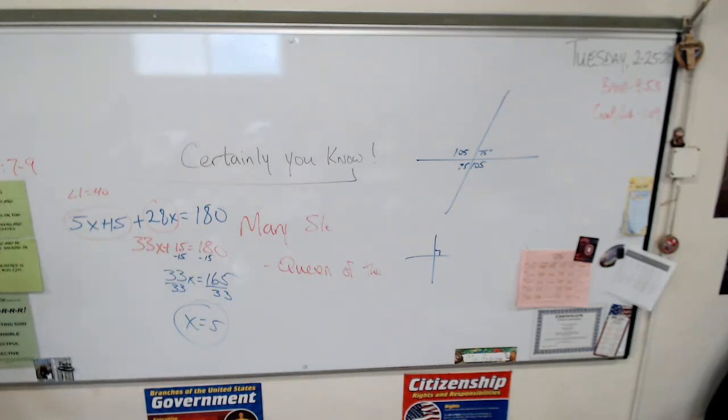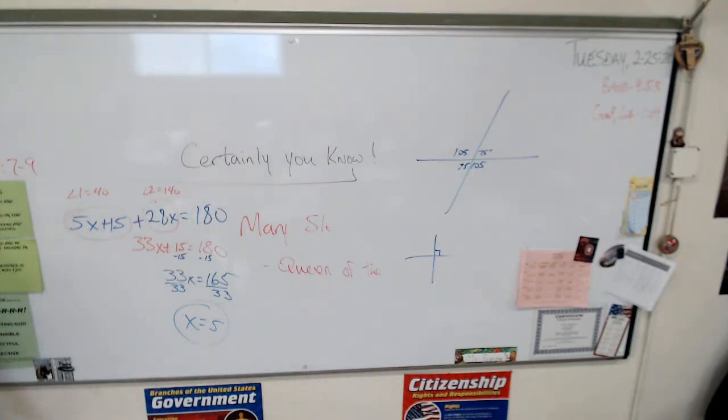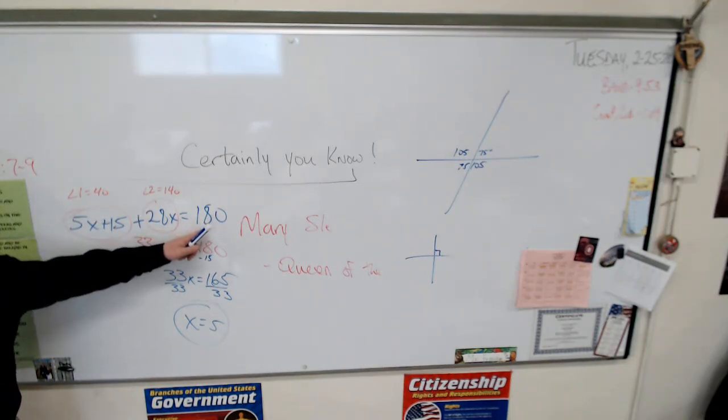If x is 5, how much is angle 2? In fact, angle 2 better be this value, because added together they must equal 180. 28 times 5, because x was 5, which is 140. 28 times 5 is 140. 40 plus 140 is? 180.